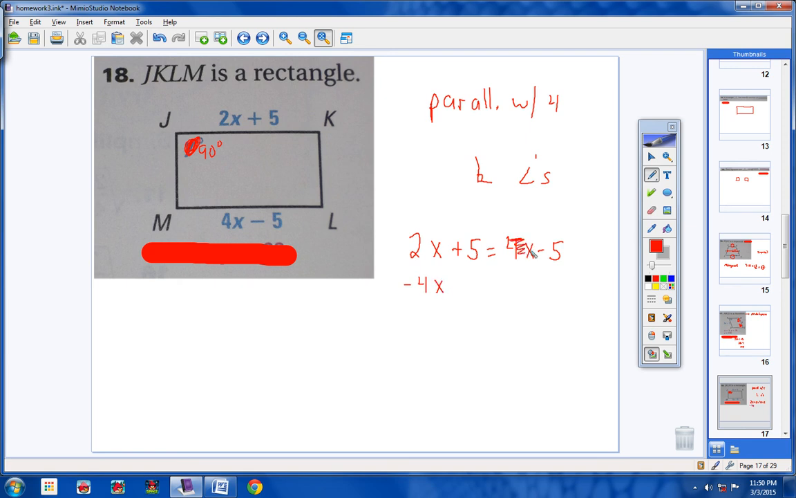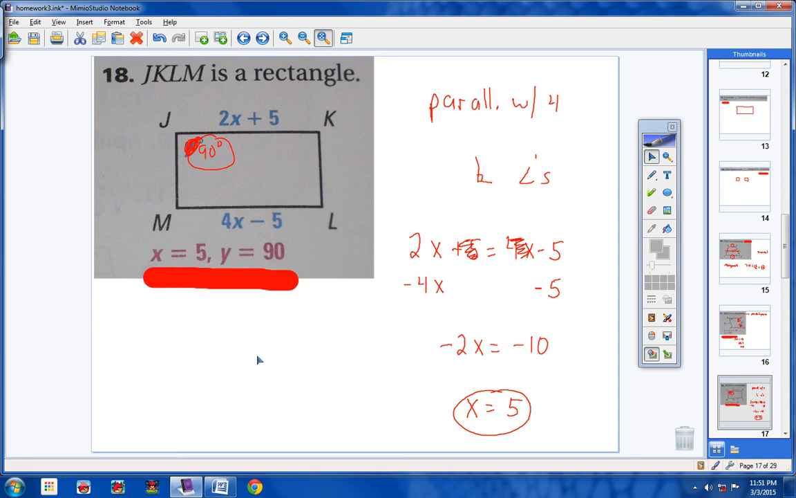Cross that off. Now bring your positive 5 over, and it becomes a negative 5. Cross this off. So we're left with 2 minus 4, negative 2x, negative 5, negative 5, negative 10. Divide both sides by negative 2. A negative 10 divided by a negative 2 is 5. So we know that y is 90 degrees and x equals 5. Okay, so there we go.